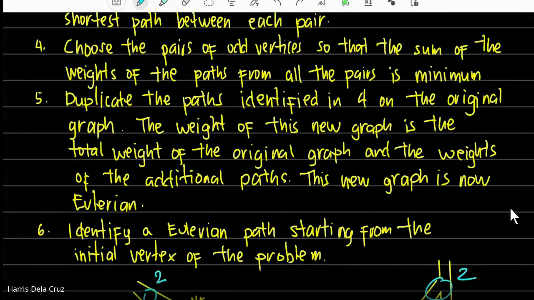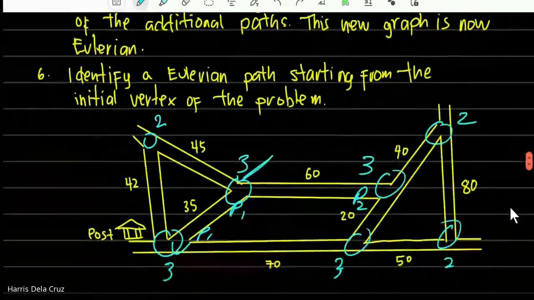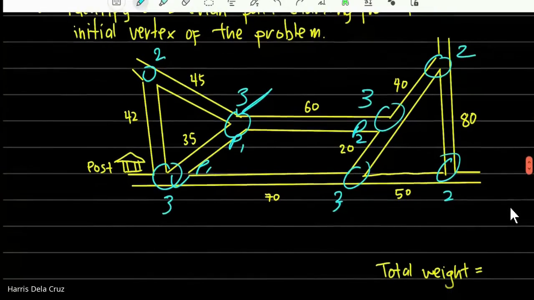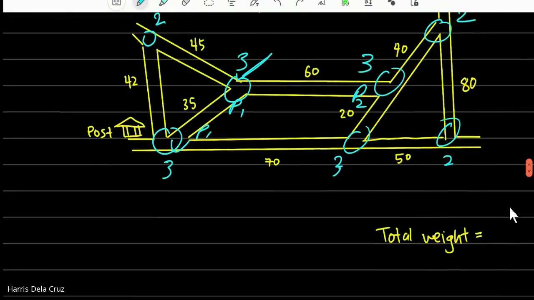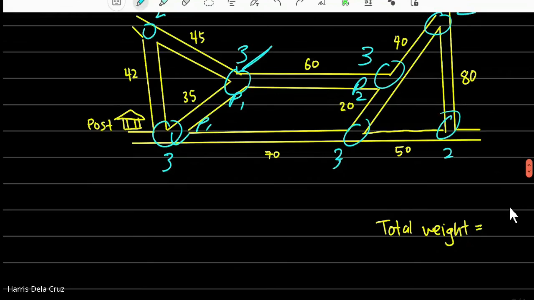So let's see in our example. For example, this is our graph. So we need to convert this into a graph. Madali lang namang i-convert sa graph. For example, this is the post office. B, C, D, E, F, G.